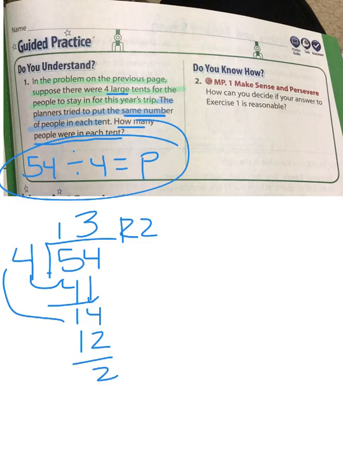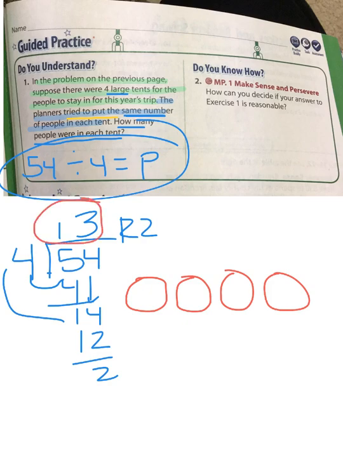In our question, it says that the planners tried to put the same number of people in each tent. Well, there's only 4 tents, so I'm going to draw them out. 1, 2, 3, 4. There's only 4 tents. So I have 13 people in each tent, but then I'm going to have 2 people left out. So there's going to be 13 people in this tent, 13 people in this tent, 13 people in this tent, 13 people in this tent. But then there's 2 people, I'm just going to draw 2 lines, that are not in a tent.